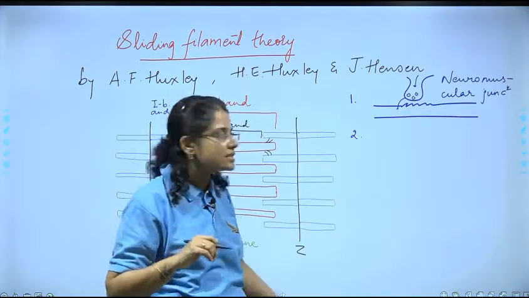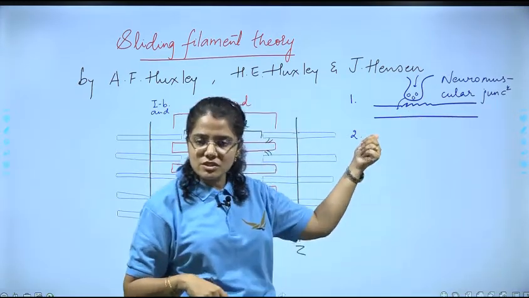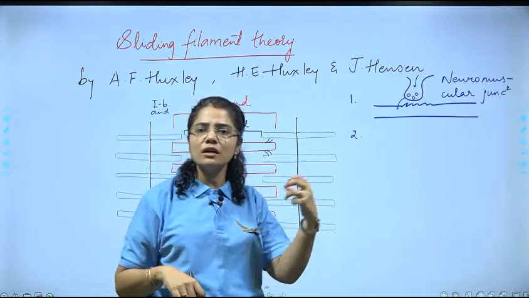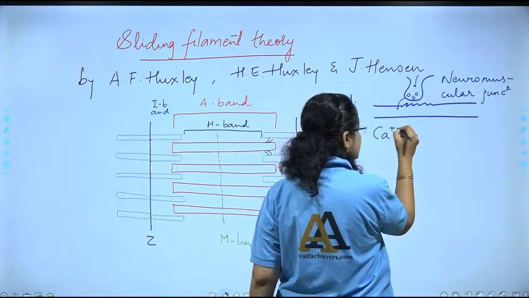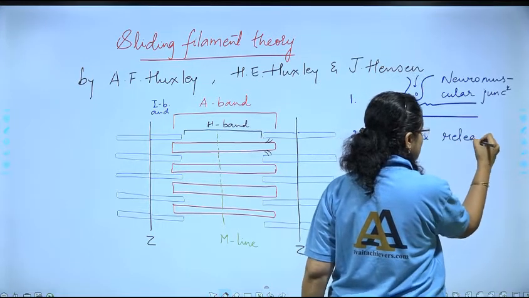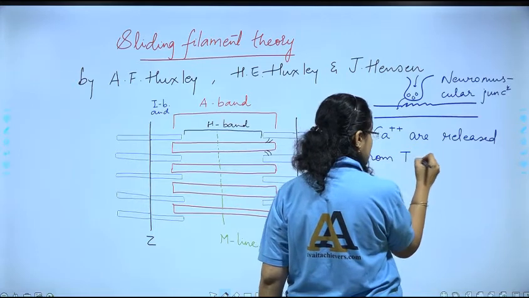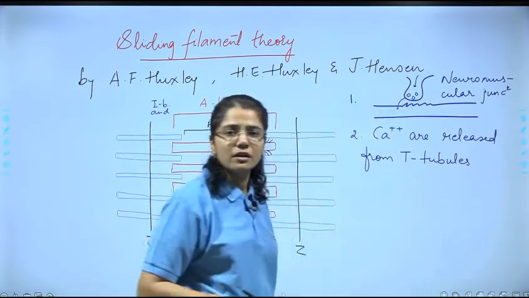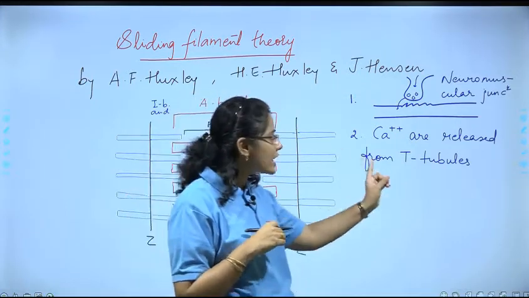Calcium ions are released. As soon as the permeability of this sarcolemma changes, calcium ions are released from the T tubules, okay? Calcium ions are released from T tubules, right? And what happens to these calcium ions?